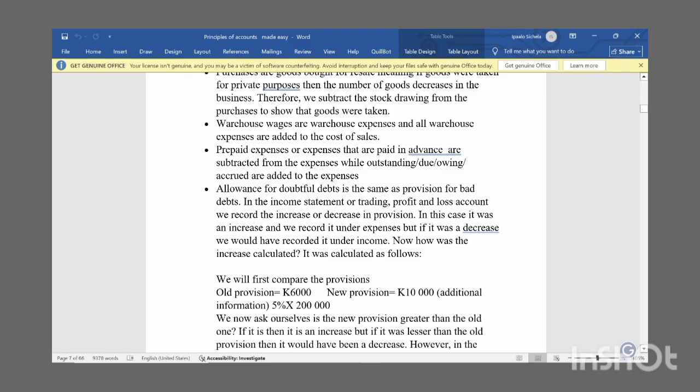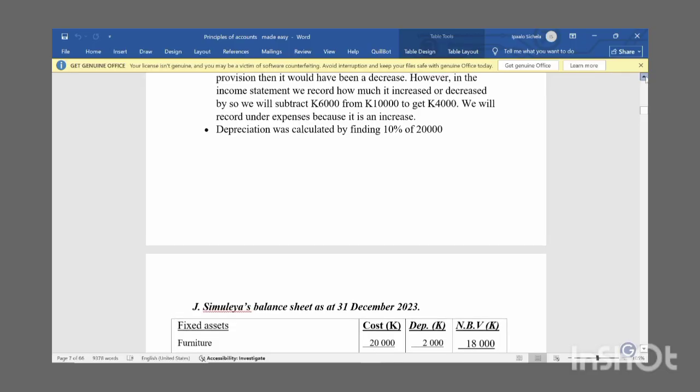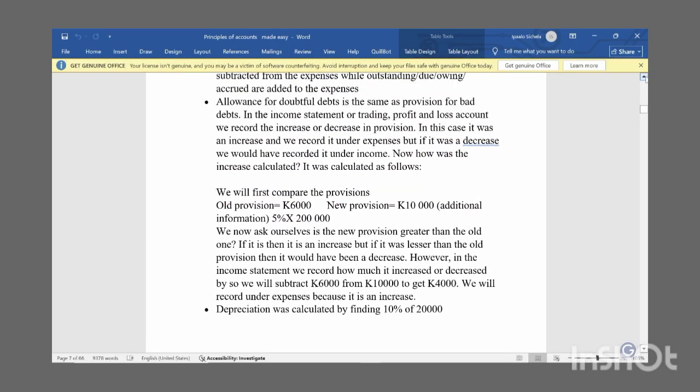Now, how was the increase calculated? It was calculated as follows. The first thing you need to do to calculate whether it was an increase or decrease is compare the provisions. Most of the time we'll have the old provision and new provision, unless it's a special situation. But we usually have the old provision and new provision.